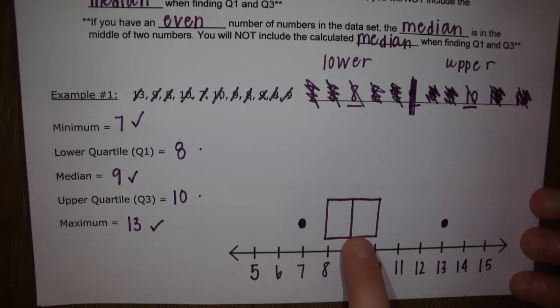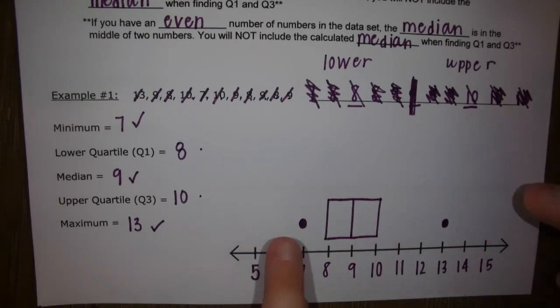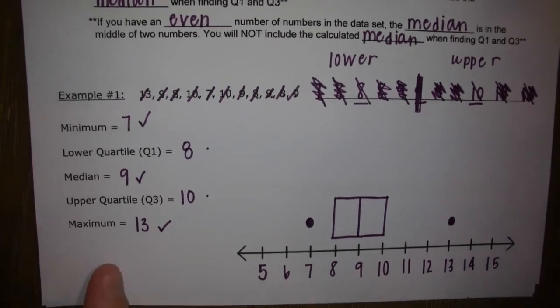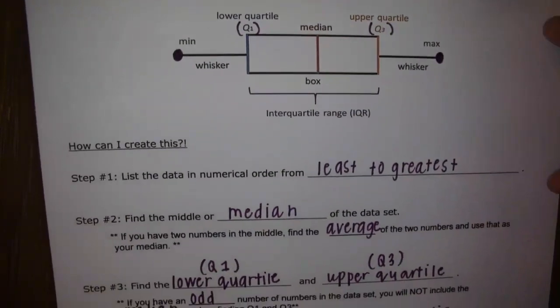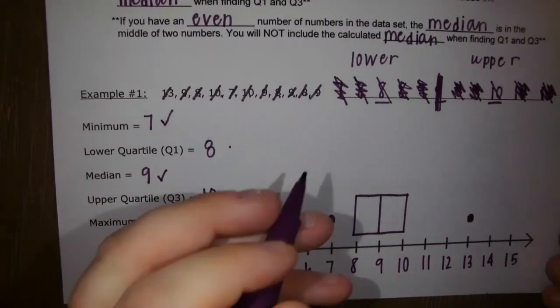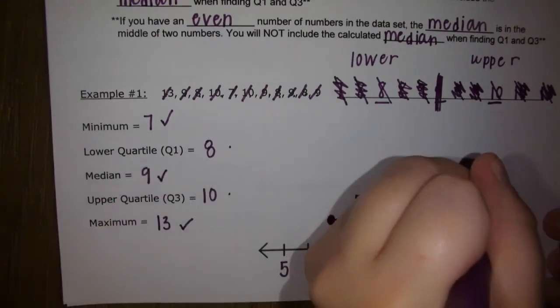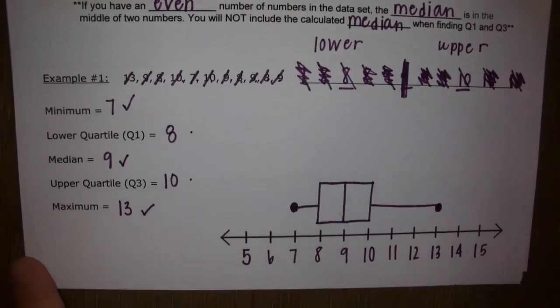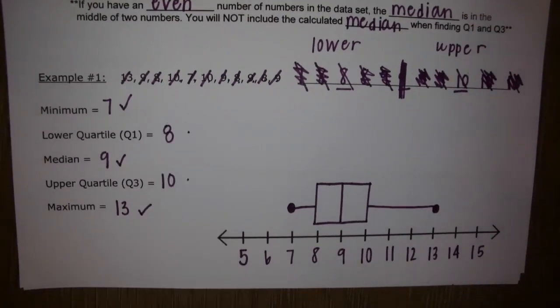My median is still in the center. This is my lower quartile and my upper quartile, but I have these 2 dots that need to connect to my central box, just like they did in the picture up above. So I'm just going to draw a line from the box to each of those dots. And that is my box plot to represent the data set on example 1.